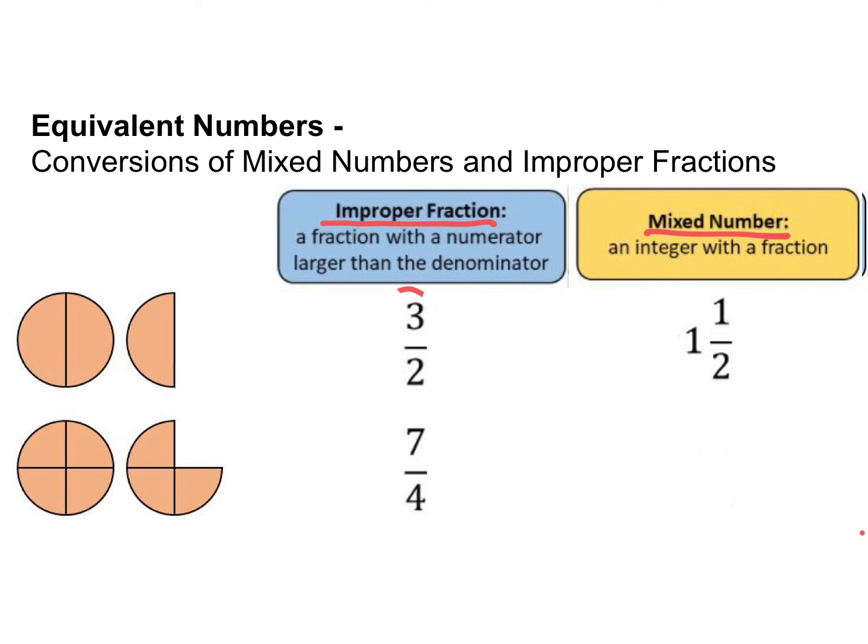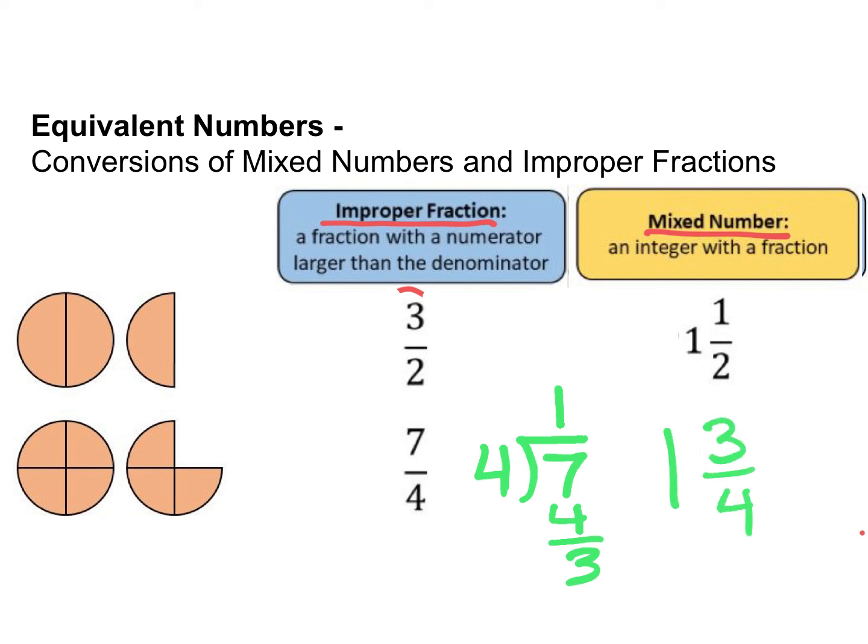Okay, now let's try the second one. So the process is I need to divide 4 into 7, 4 goes into 7 one time, and it leaves me with a remainder of 3. So how would I write the mixed number? I would need to write it as 1 3/4. And that's all for this one.